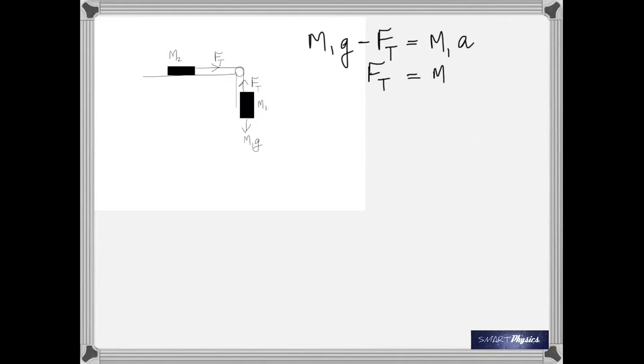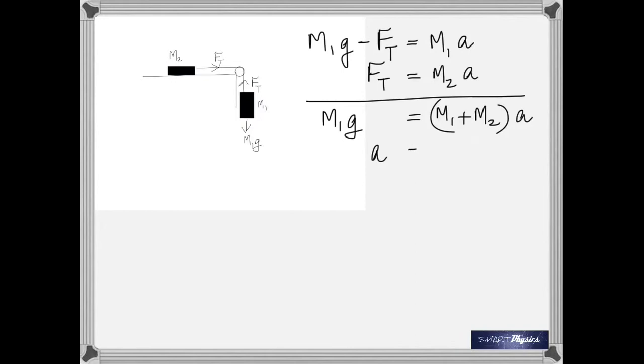Okay, but when you come to the second object, although its weight is acting vertically down, that has no influence on its horizontal motion. Therefore, the only force acting on this is Ft, correct? Therefore, Ft is m2a. Now add the two equations. The negative and the positive Ft's will cancel. You will get this. Rearrange to make a the subject.